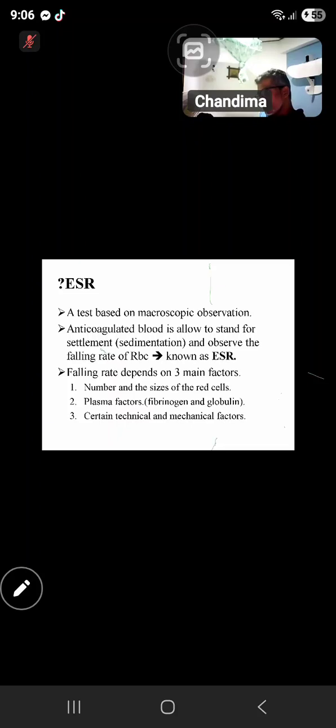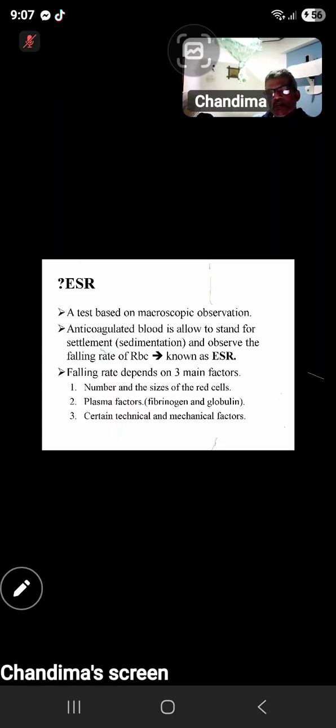When you are treated, the ESR is going to come back to the normal status very slowly, but CRP gets a quick response, and CRP is going to be reduced. C-reactive protein is reduced quickly in response to treatment, right? Because of that, ESR is known as a non-specific test, but still we are doing it, right?